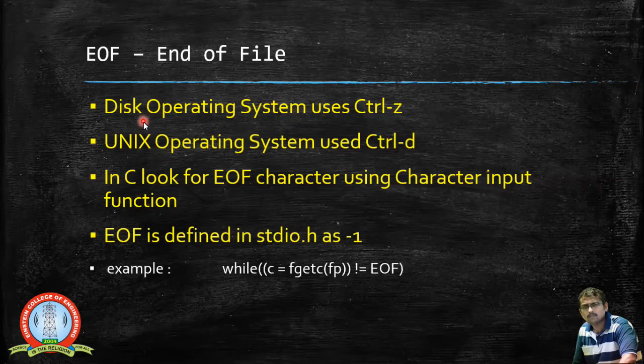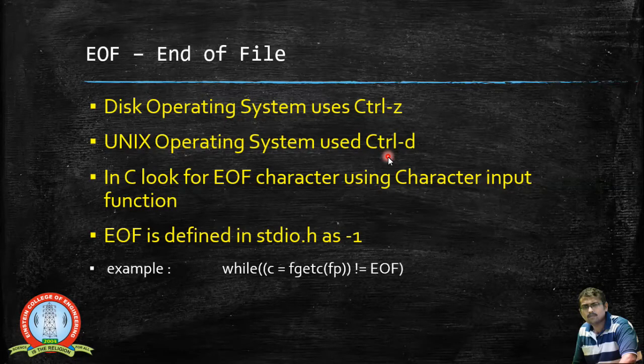Similarly, when you are using the disk operating system, it uses a Control Z, which denotes the end of the file. And the Unix operating system uses a Control D to denote the end of the file.